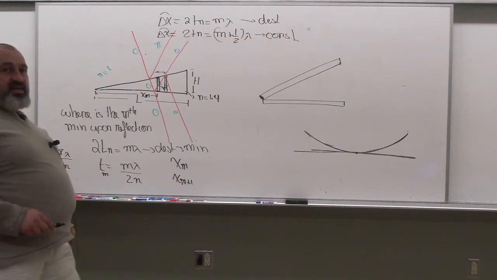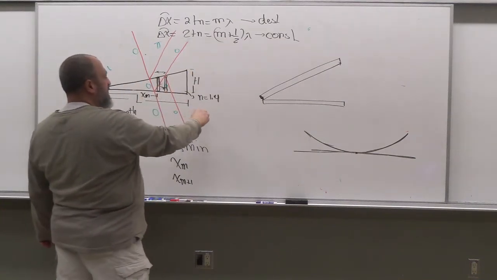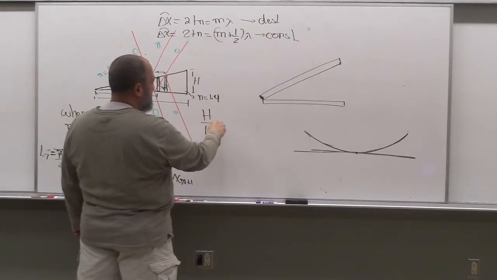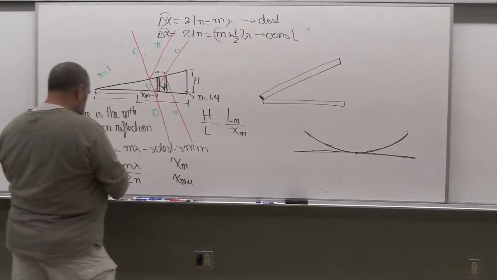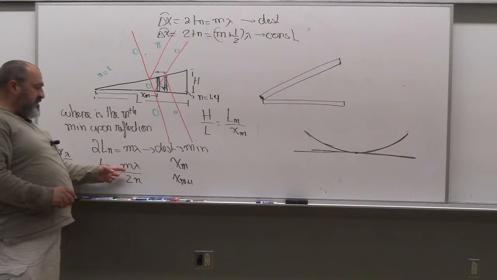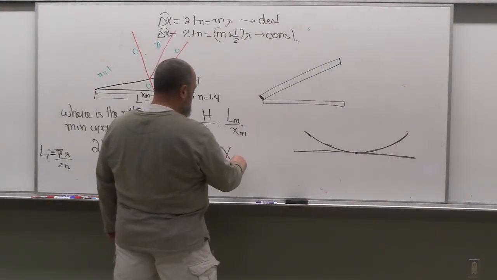All right, folks. From similar triangles, I have that h over L is equal to T sub m divided by x sub m. What is T sub m? I'm labeling T sub m to indicate that it belongs to the mth maximum or minimum. So x sub m is equal to what here?